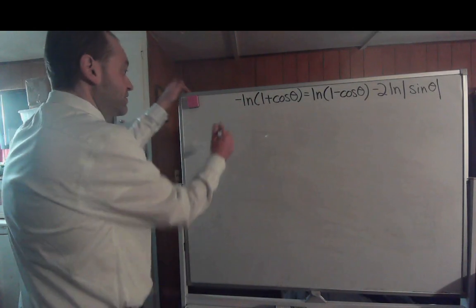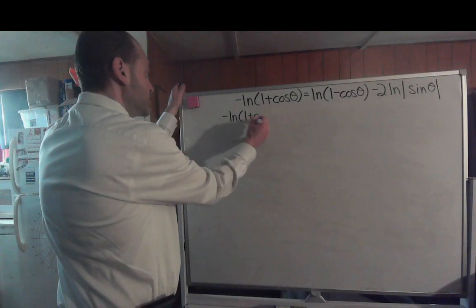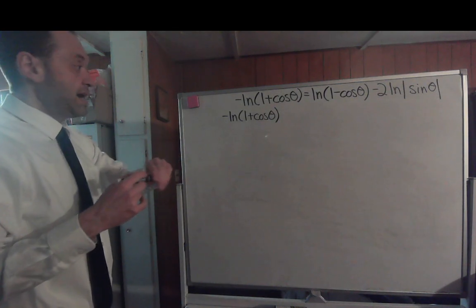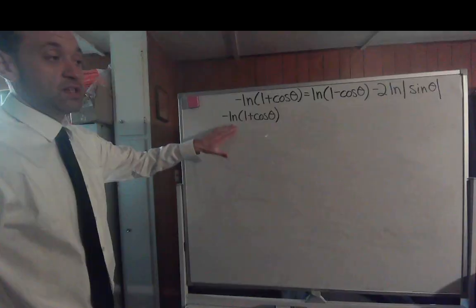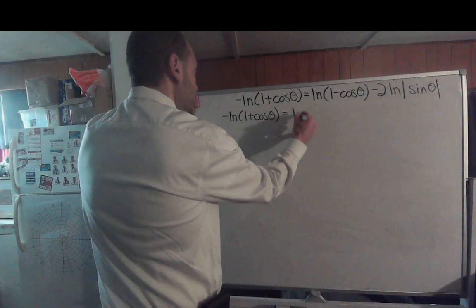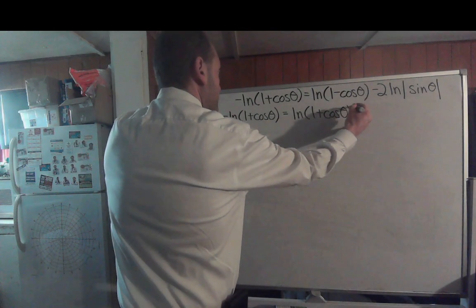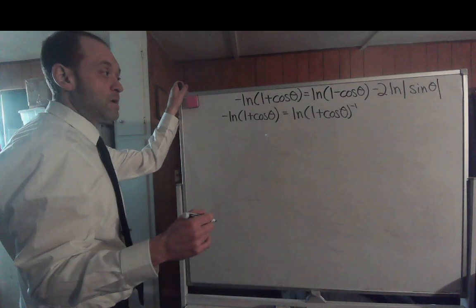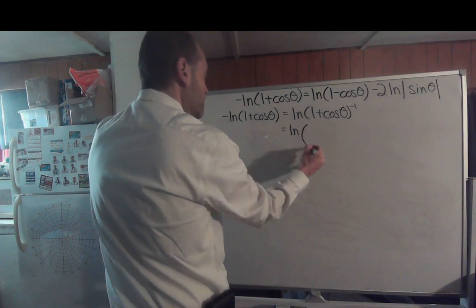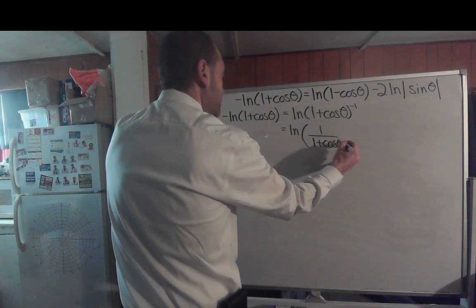Well, let's start out with the left-hand side. We have the negative of the natural log of 1 plus cosine of theta. When we have any coefficient on the natural log, that's the same as the power rule, right? So we can write this as the natural log of 1 plus the cosine of theta raised to the negative first power. Well, what is something to the negative first power? That's the natural log of 1 over 1 plus the cosine of theta to the positive first power.